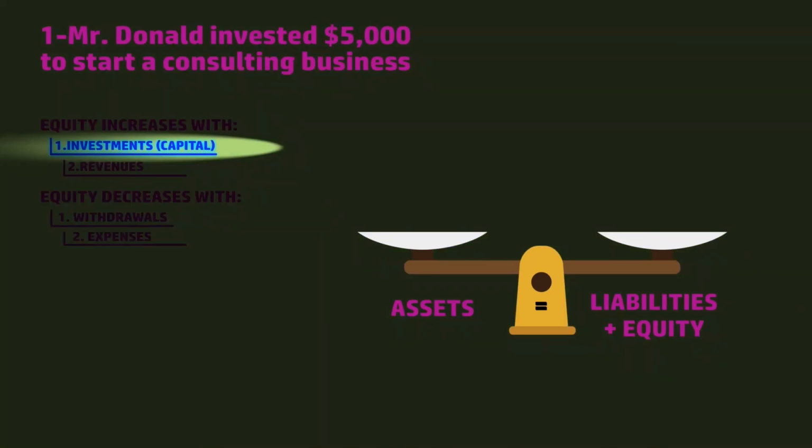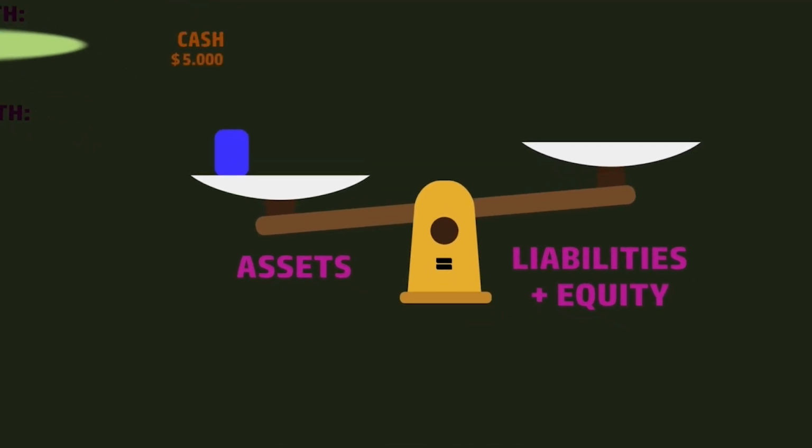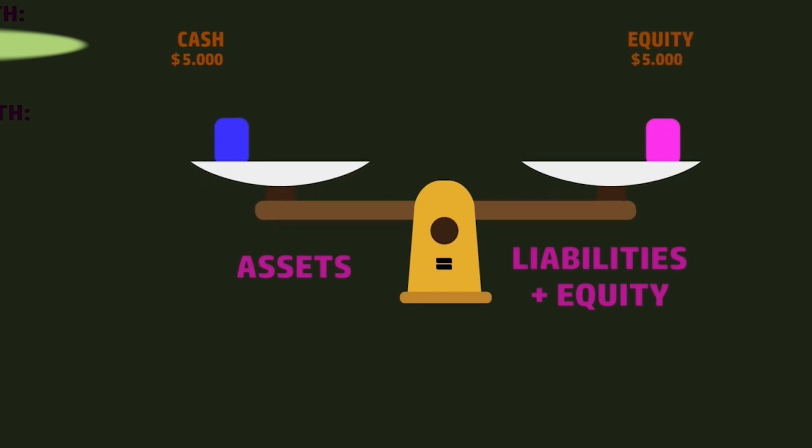Back to our question. Cash was invested in the business. So cash under assets increased by $5,000 and the capital under equity increased by $5,000.